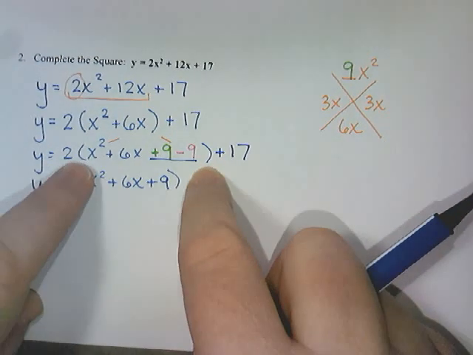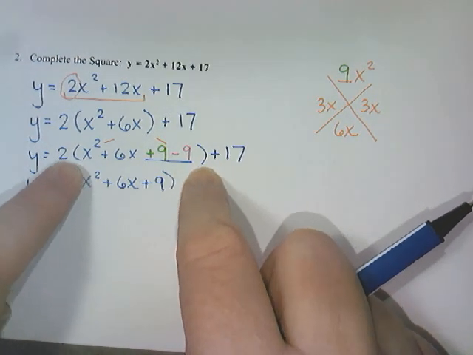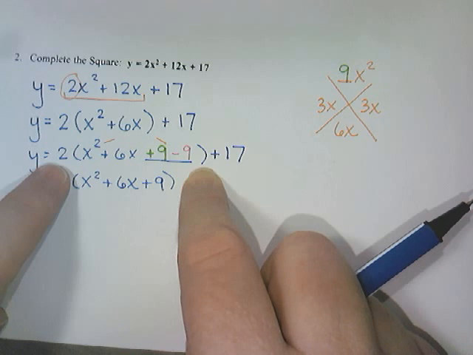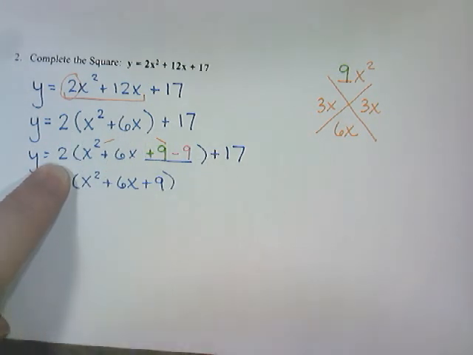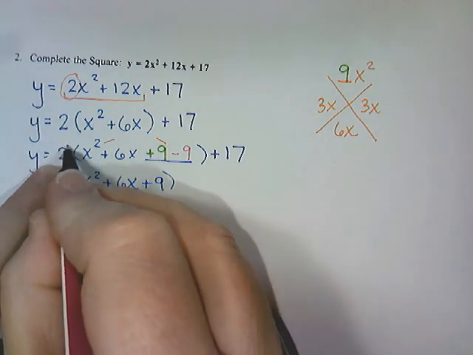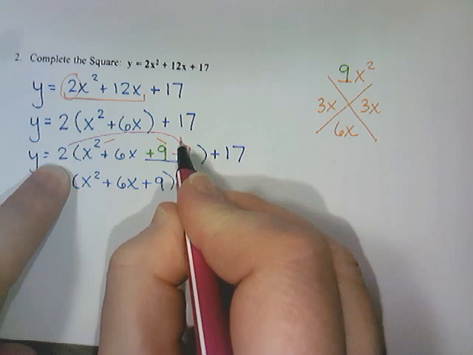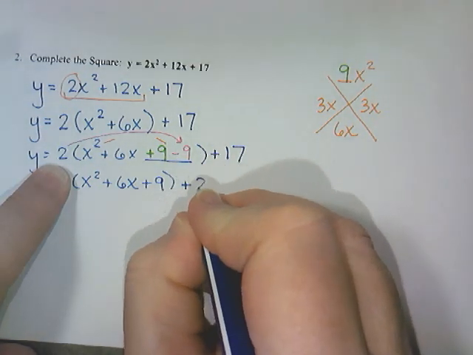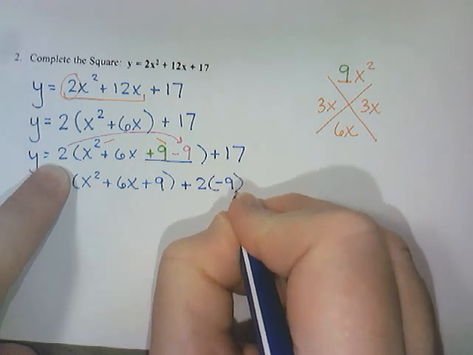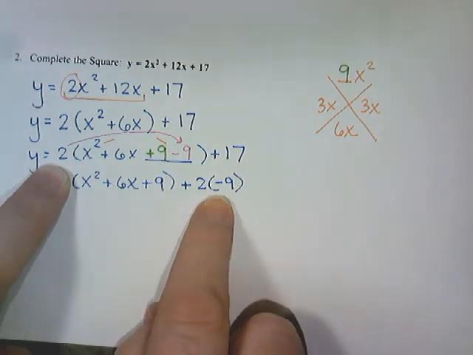So why is the bracket there? Well, the bracket is there to show that we are multiplying by 2. So if I were to multiply that negative 9 by 2, it wouldn't need to be in the bracket anymore. So I'm going to take this 2 and I'm going to multiply by negative 9 so that it doesn't need to be in the bracket anymore.